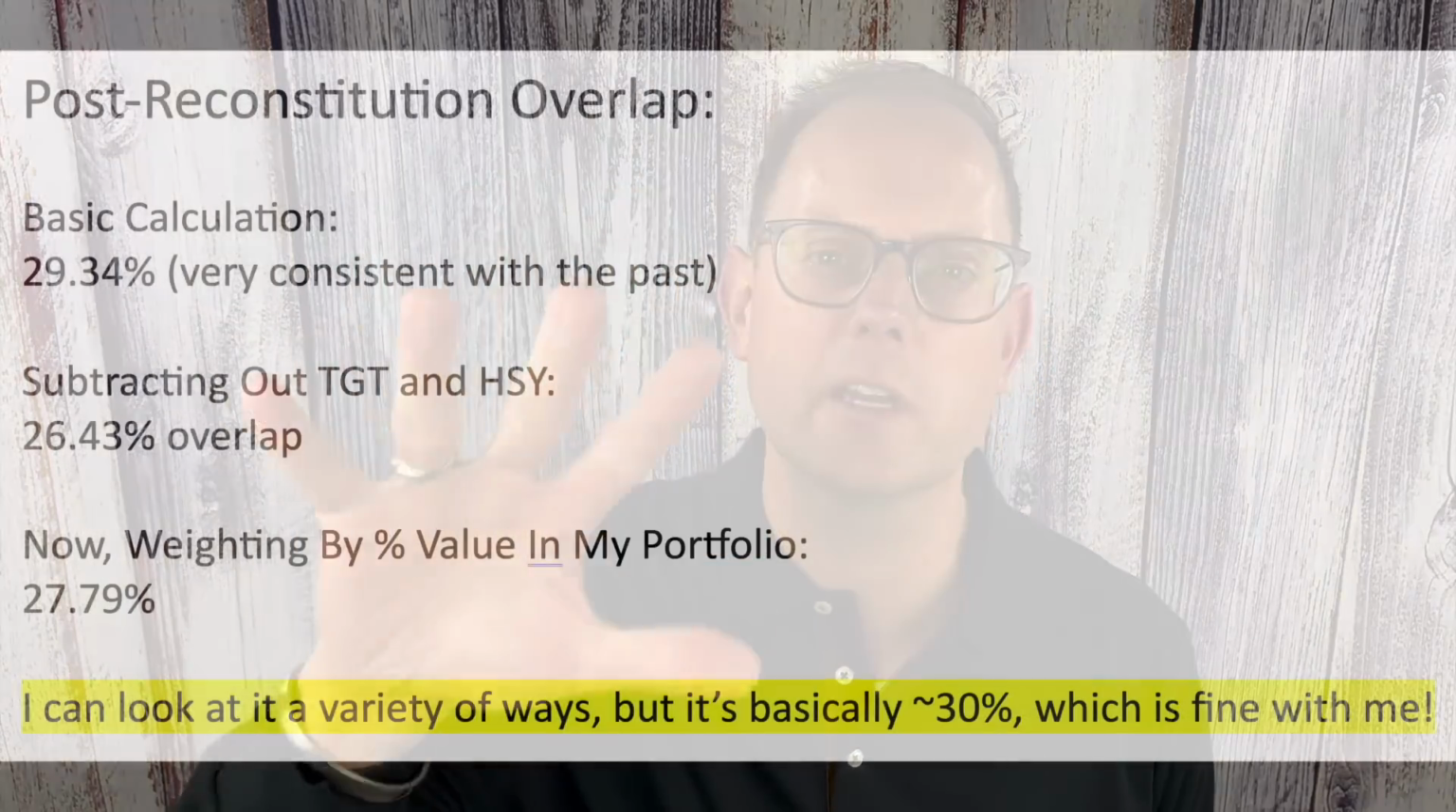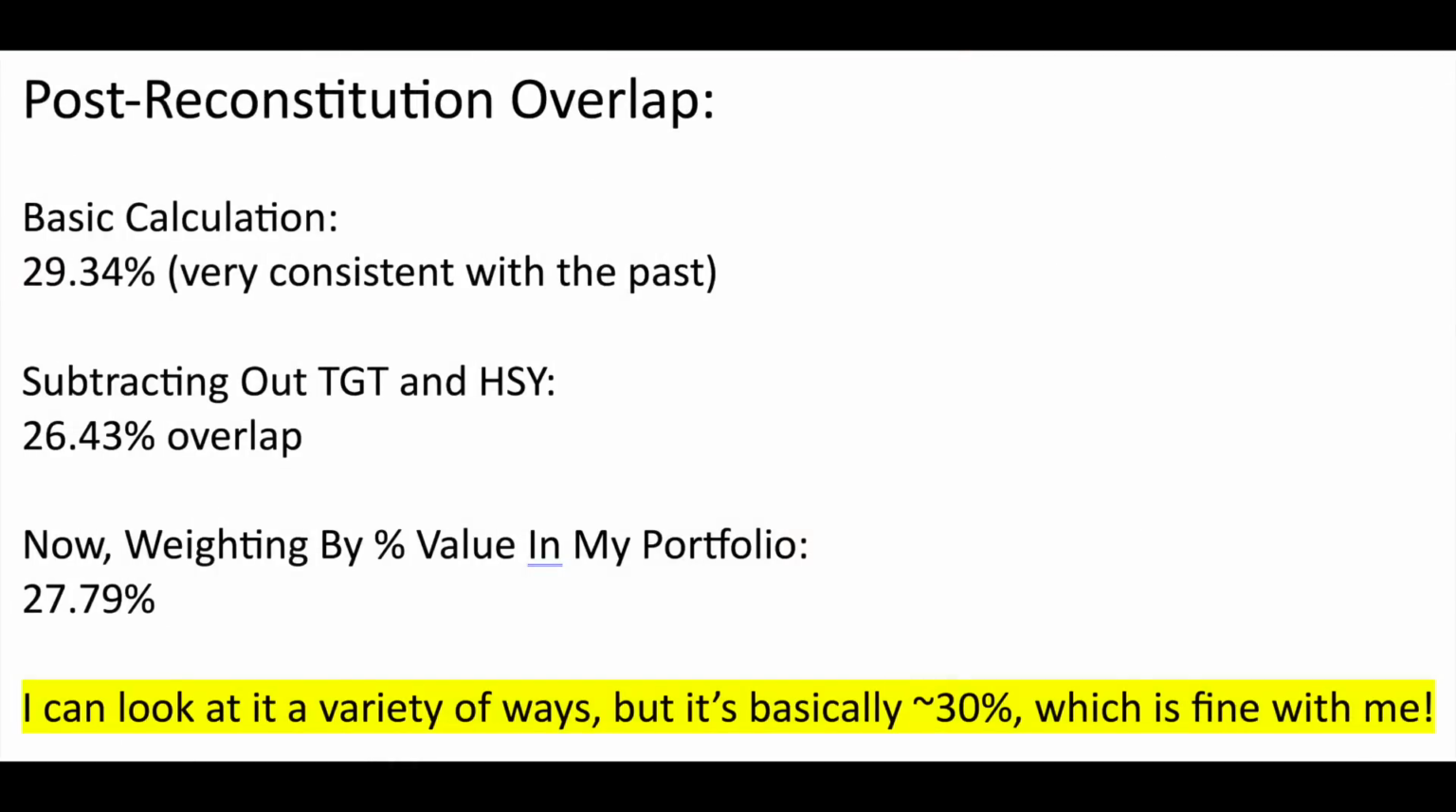But I also looked at this a few other ways, as you can see on the screen in front of you right now. One of the things that I did is I just took out Target and Hershey because I'm like, hey, those are in my kids' portfolio, my wife's portfolio. If I just look at my core portfolio, what's the overlap? It's actually only 26.43%. And so that was comforting as well.